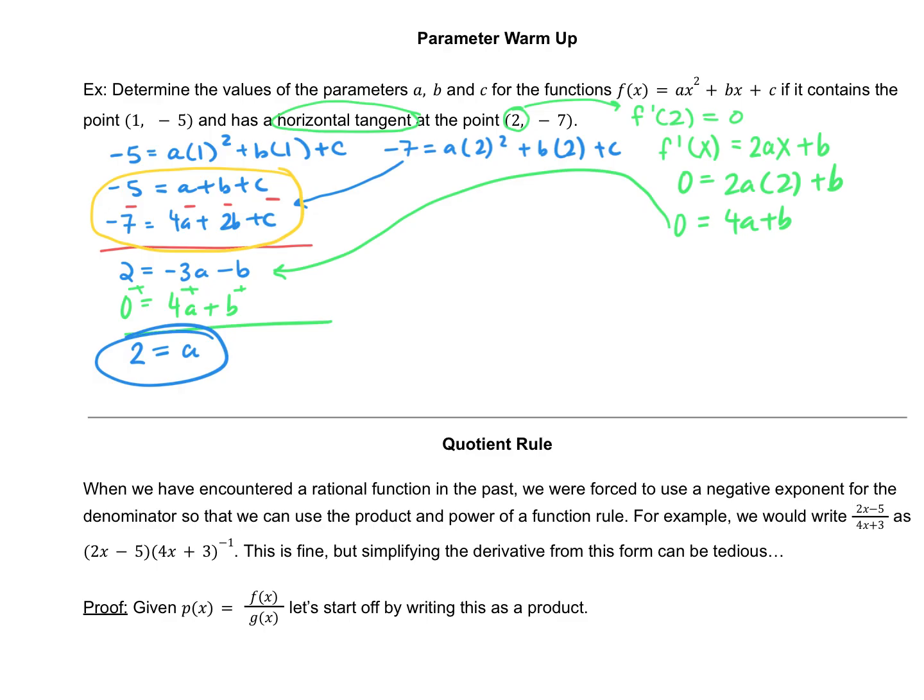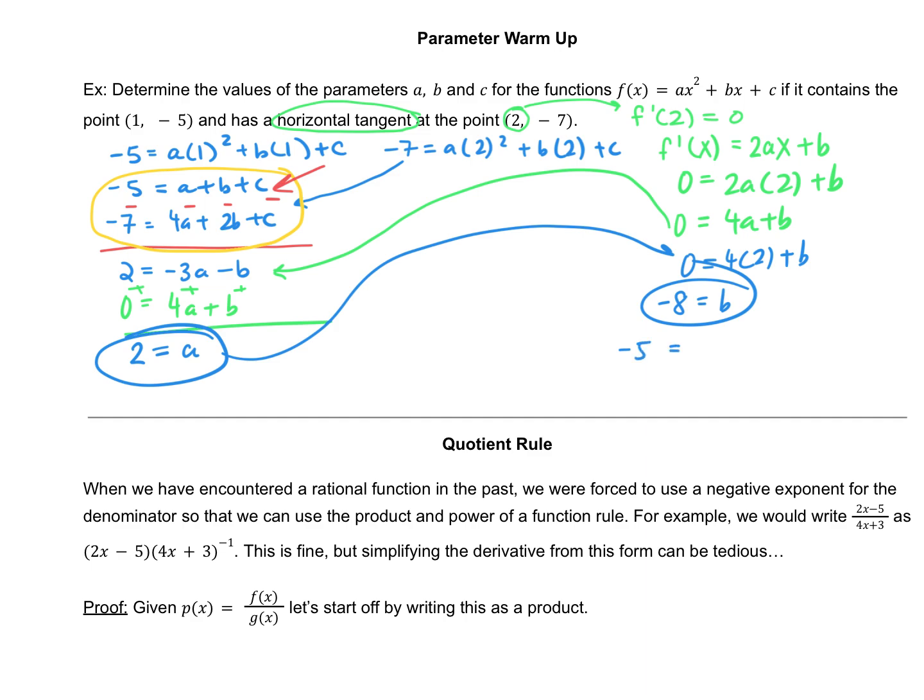Now I'm going to take this and I'm going to sub it into whichever equation I want. I'm going to go back in here. That's 8. 8 moves over. b is -8. And if I want c, I'm going to go back into one of my original equations. So I'm going to go back into this top one. And I'm going to write -5 equals a was 2, b was -8, plus c. 2 minus 8 is -6. It moves over. It's positive 6. So -5 plus 6 is 1. And there we have it.